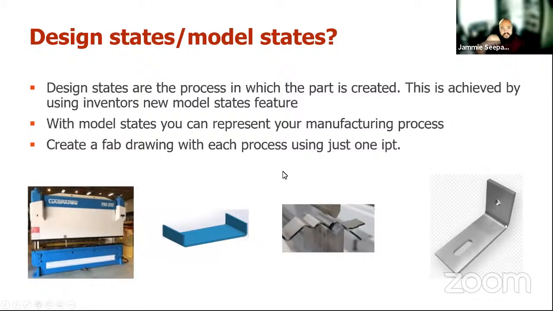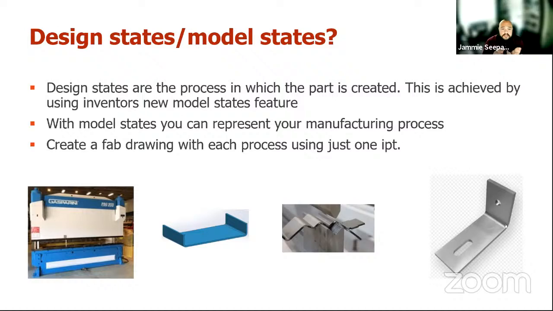So design states or model states. So, this is design states for the sheet metal designer. What design states are to me is, in manufacturing, you have a process to creating your part. While creating that part, now with the new feature in Inventor, you can actually represent each step of the manufacturing process, all within one Inventor part. You can use that even further to create a fabrication drawing, which shows each step while still only using one part. So it makes it really simple to get across how you want your part to be manufactured.